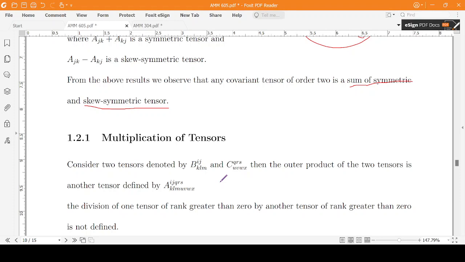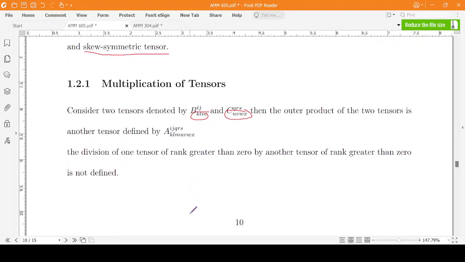Let's now look at the multiplication of tensors. Suppose we consider two tensors denoted by B, Ij, KLM, and C, QRS, UVWX. Then the outer product of these two tensors gives another tensor where we just combine the indices: the contravariant indices being Ij, QRS, and the covariant indices being KLM and UVWX.